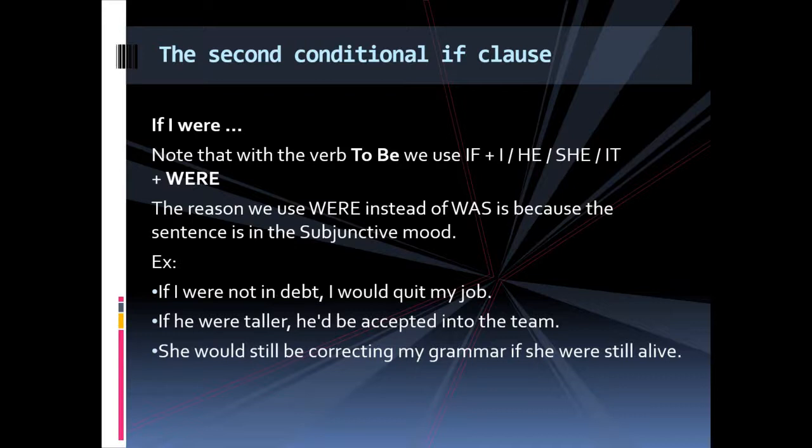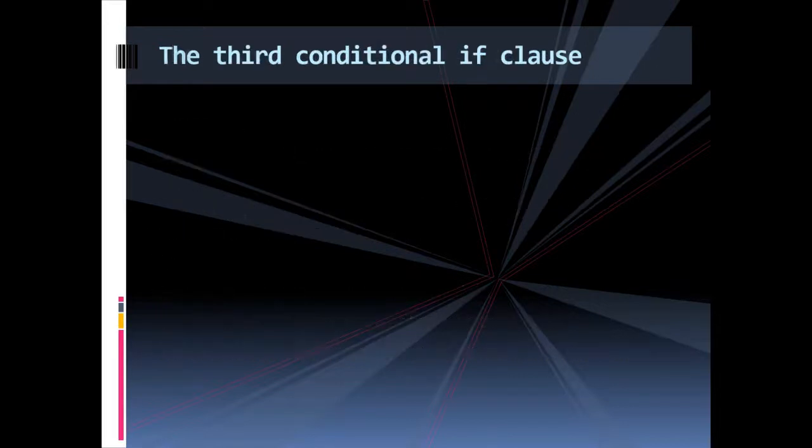So here you can see that the things are not real. That means in the future, or maybe it's impossible to think of now. That is our subjunctive mood. So that's why we are going to use "were" instead of "was." So we are done with the second conditional if clause.